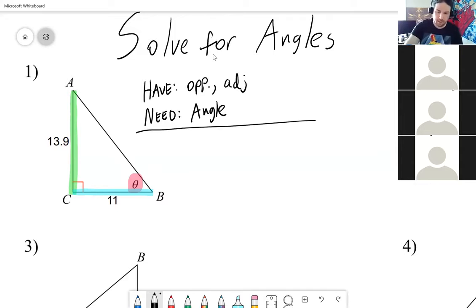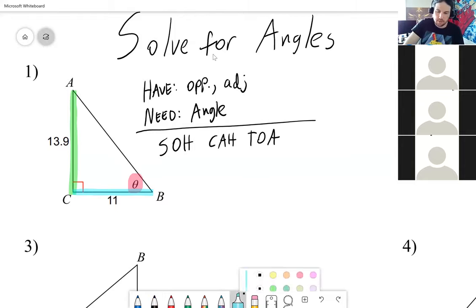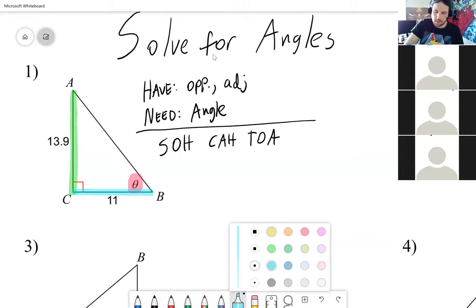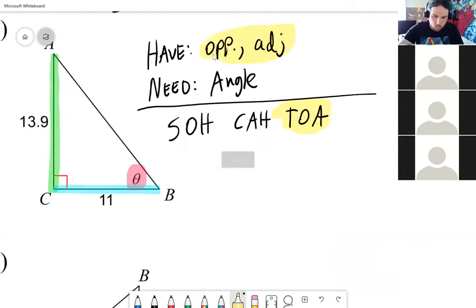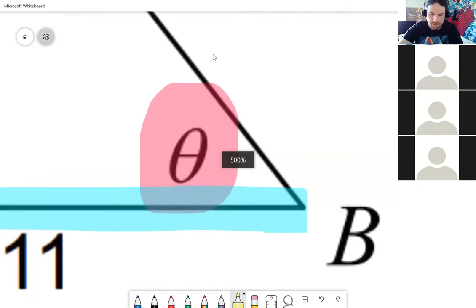We're still going to write SOHCAHTOA, and we're still going to figure out which of these ratios we need to use. I'm just going to sit for a second and let you think about it. There's only one of those that has both the opposite and the adjacent, and that's tangent. But we don't know what tangent is. We've got this weird symbol here. What is this even?